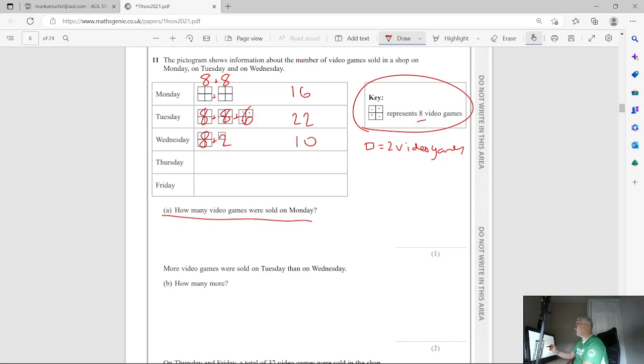Now, without even looking at the question, we didn't look down as far as that question, but we've just answered the question for 8 anyway. How many games were on Monday? 8 plus 8 gives me 16.